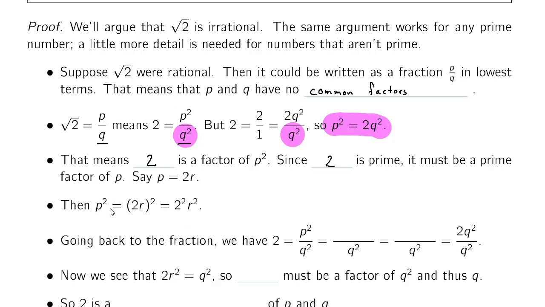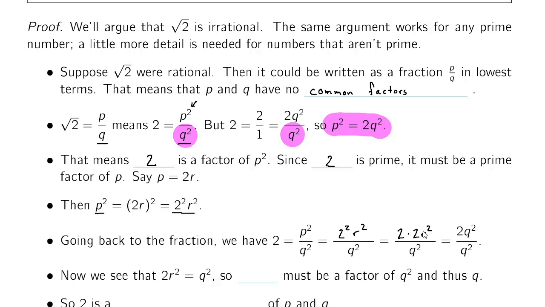So p squared, the p squared that we had back here, is 2 times r squared because p is 2 times r. So that's 2 squared times r squared, which means the number 2 again, that's p squared over q squared. p squared is 2 squared times r squared, which is 2 times 2r squared.